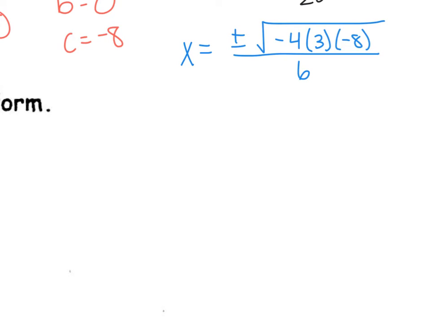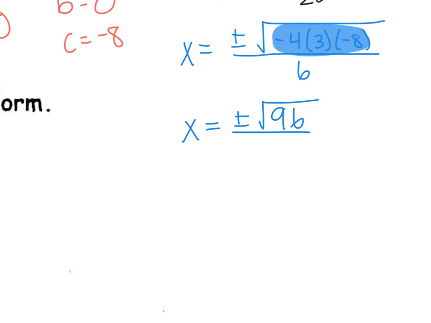So now we're going to simplify this part right here. Now this is a little bit easier because there's only really one step. x equals plus or minus the square root of negative 4 times 3 times negative 8. Negative 4 times 3 is negative 12. Negative 12 times negative 8 is positive 96 over 6. Now, I'm already done. All I need to do now is split this up. I need a positive square root of 96 over 6, and a negative square root of 96 over 6.